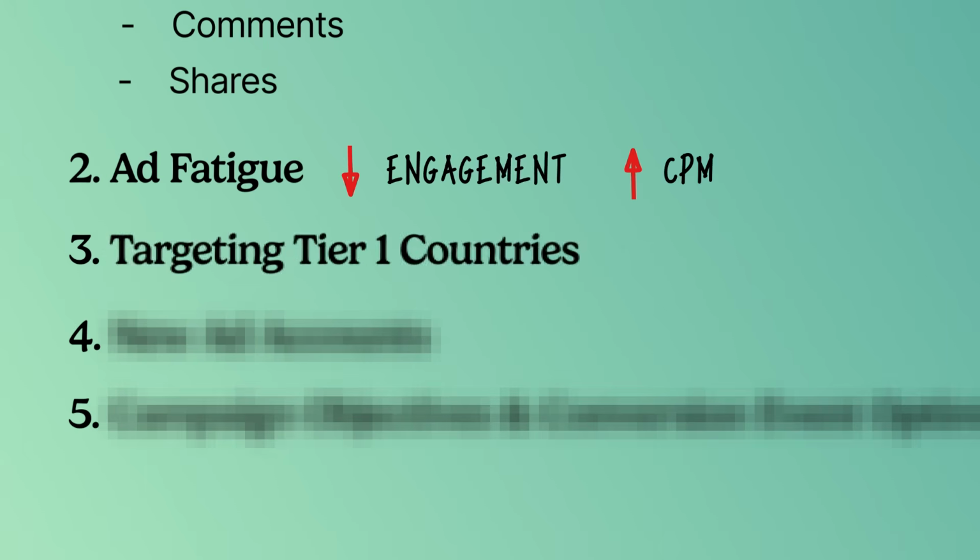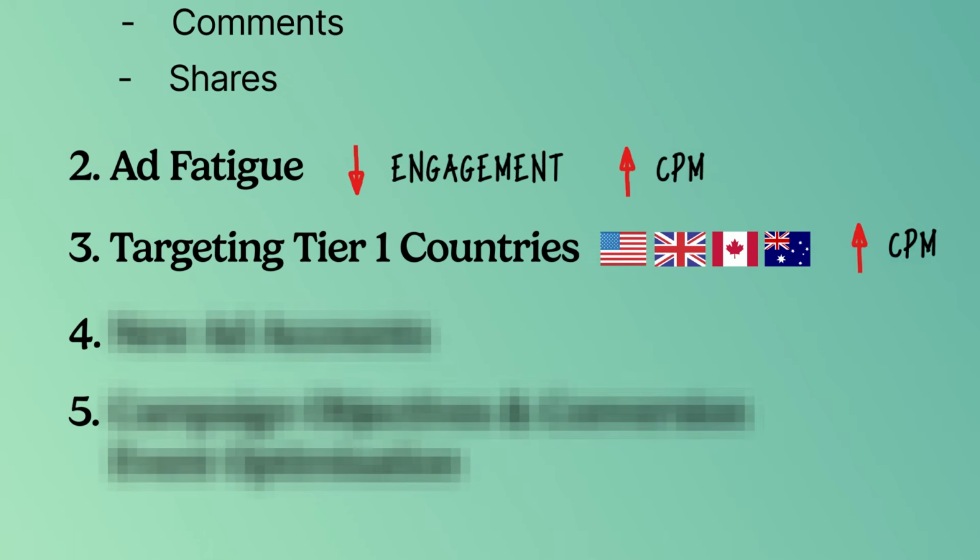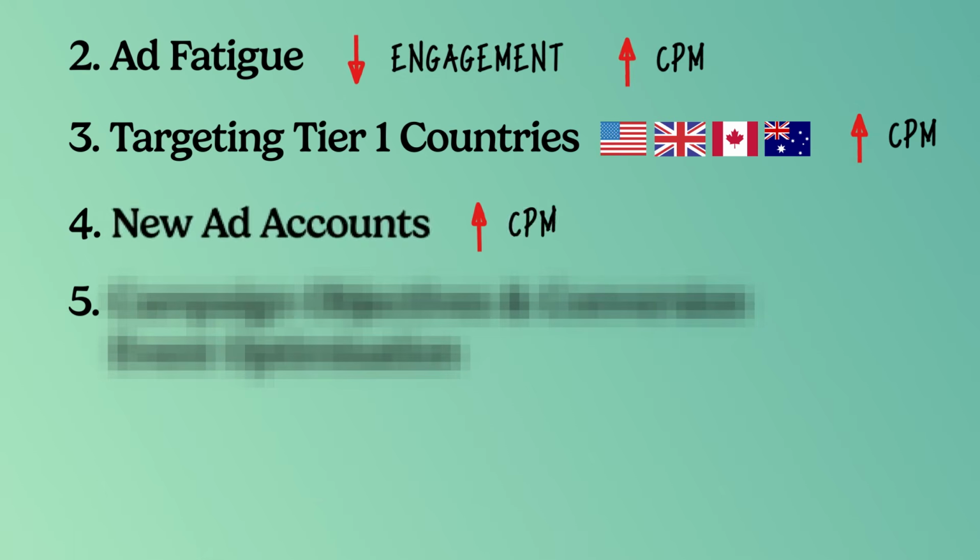There are a few other factors that cause high CPMs. Firstly, targeting Tier 1 countries such as the US, UK, Canada, and Australia is a lot more expensive than targeting developing nations because they have higher purchasing power and more competition. Your ad account age can also affect your CPM. New accounts often face higher CPMs until they prove they're not fraudulent or spammy. So the more you spend on your ad campaigns, the lower your CPMs will be over time.